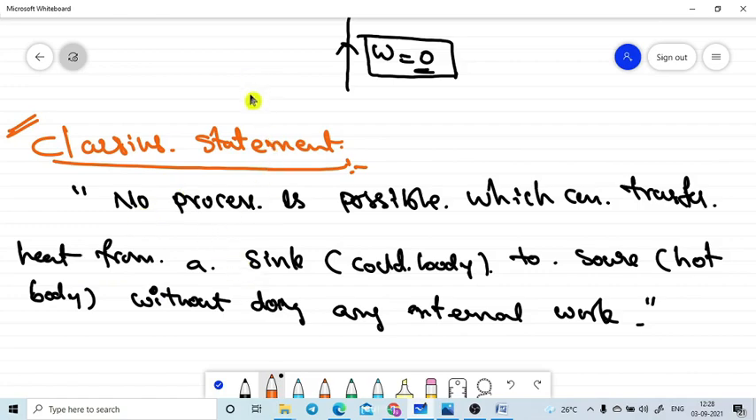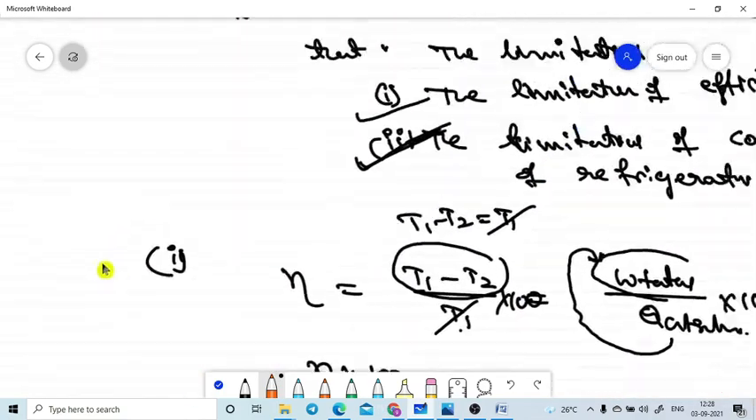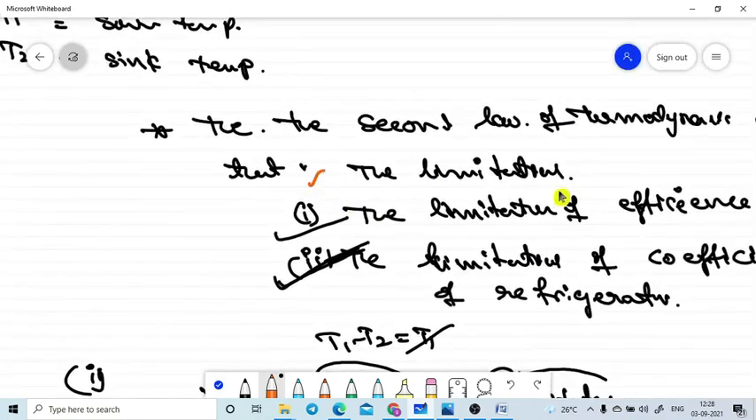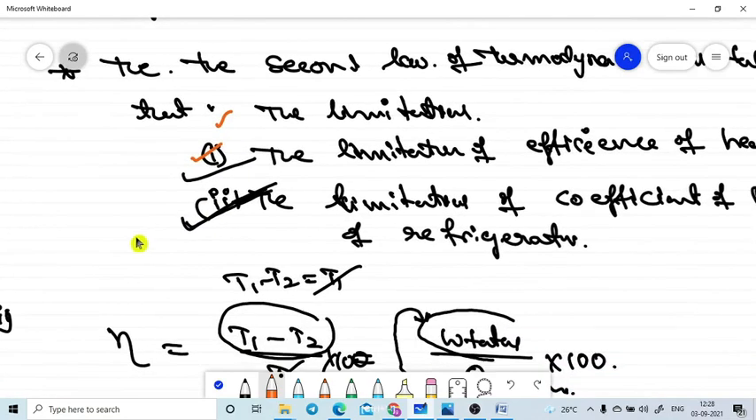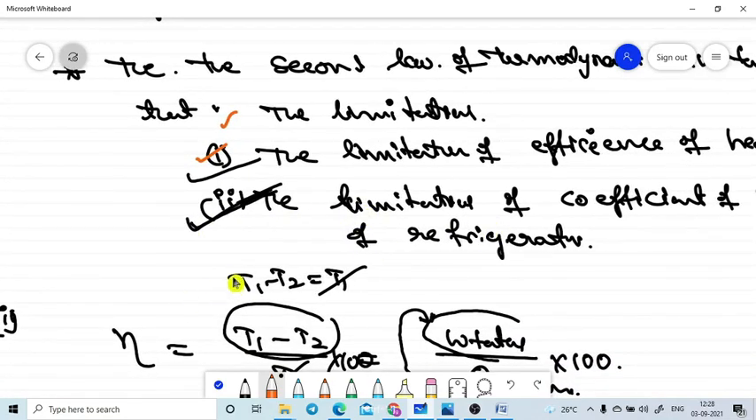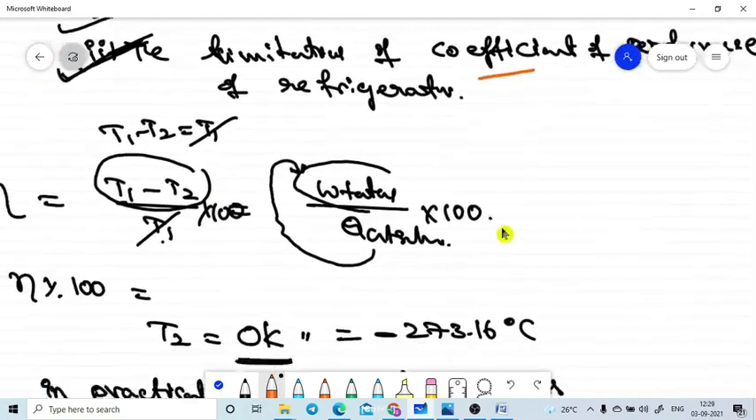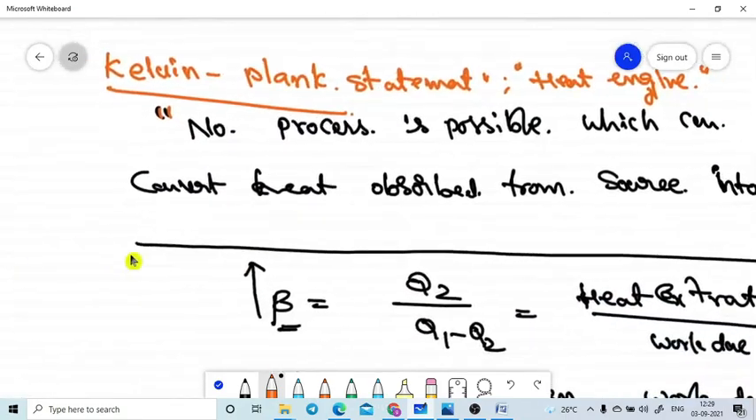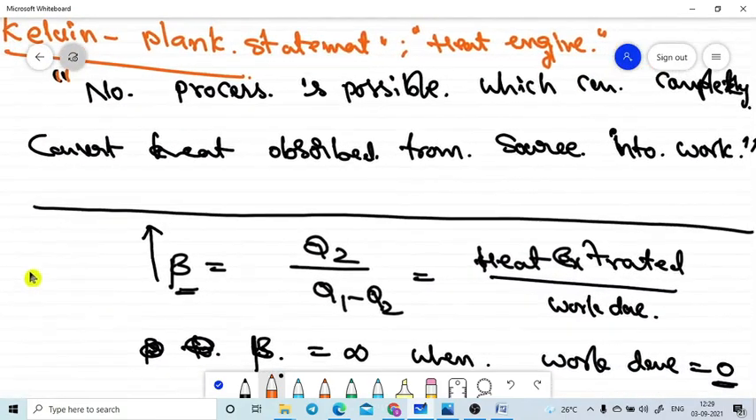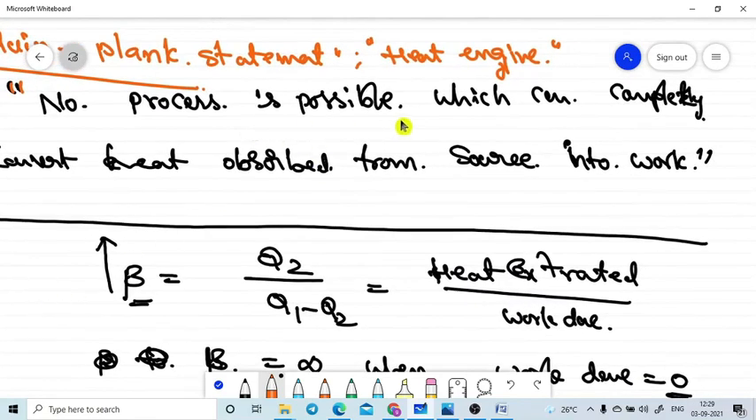Once again, recall this. The second law of thermodynamics tells the limitations of the efficiency of the heat engine, and also the limitations of the coefficient of performance of the refrigerator. The first statement is given by the Kelvin-Planck statement: no process is possible which can completely convert the heat absorbed from the source into work. That means some energy must be transferred to the lower temperature sink.